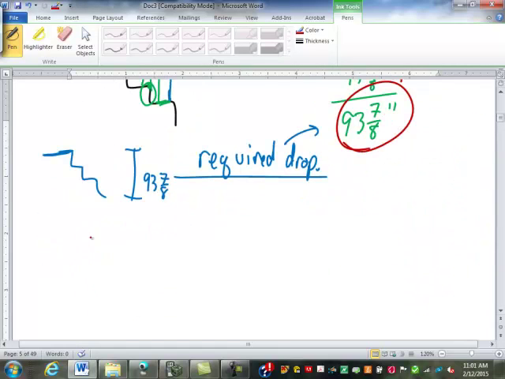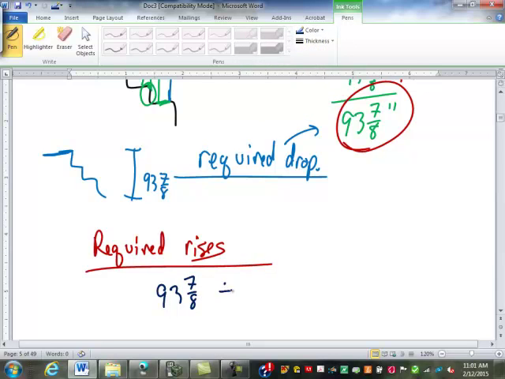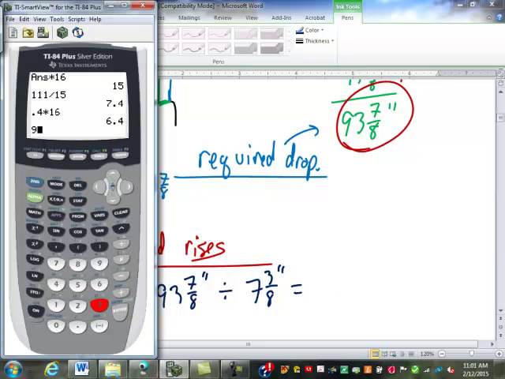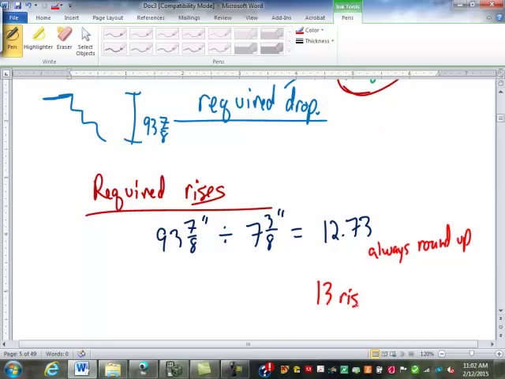The next step in head clearance is to find the required number of rises. So we're going to do 93 7/8 divided by how many inches was it per rise? 7 3/8 inches per rise. I'm just going to do it on here. 93 7/8 divided by 7 3/8 is 12.73. We need a minimum of 12.73 rises. This number here is always rounded up. So that means we're going to need 13 rises. Does that make sense? To get our minimum head clearance.